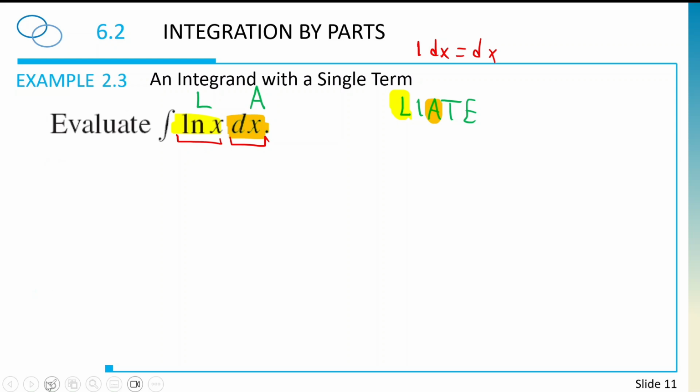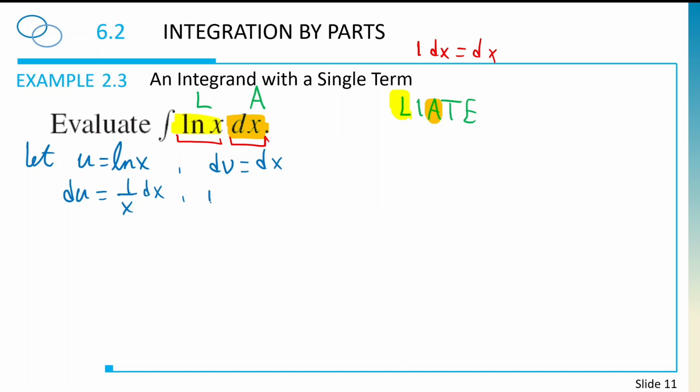So that means L should be used as u. Let u be equal to ln of x. So dv will be dx. Remember, first I need to find du. The derivative of ln of x is 1 over x dx. The integration of dv gives v, which is equal to x. Now the rule says I need the multiplication of these two minus the integration of these two.